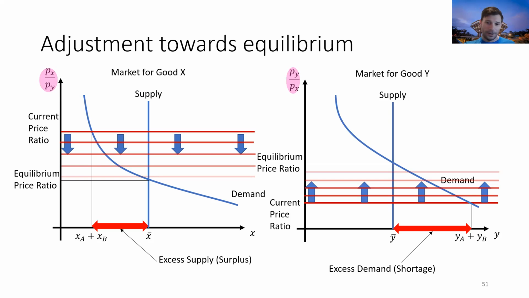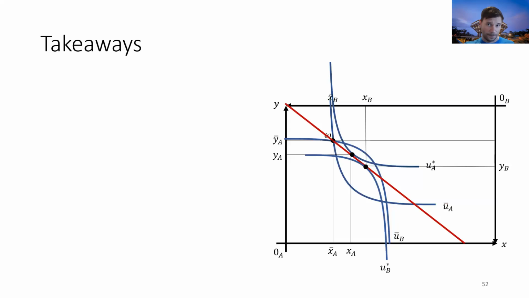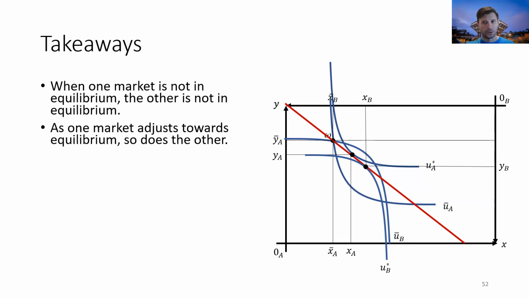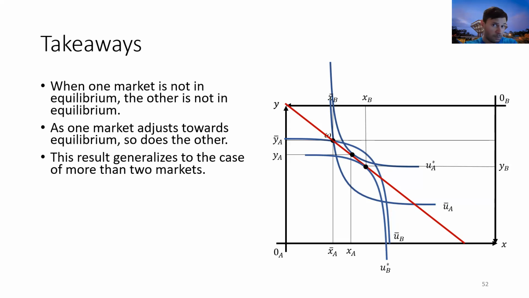So a couple of takeaways at this point. We just recognized that when one market was not in equilibrium, this corresponded to the other market also being nudged out of equilibrium. And we also noticed that as one market adjusts towards equilibrium, that caused the relative price in the other market to also adjust towards equilibrium. And I'm going to suggest that in a very particular way, this result even generalizes to more than a two market situation, but we have to be a little careful about specifically how we describe it.